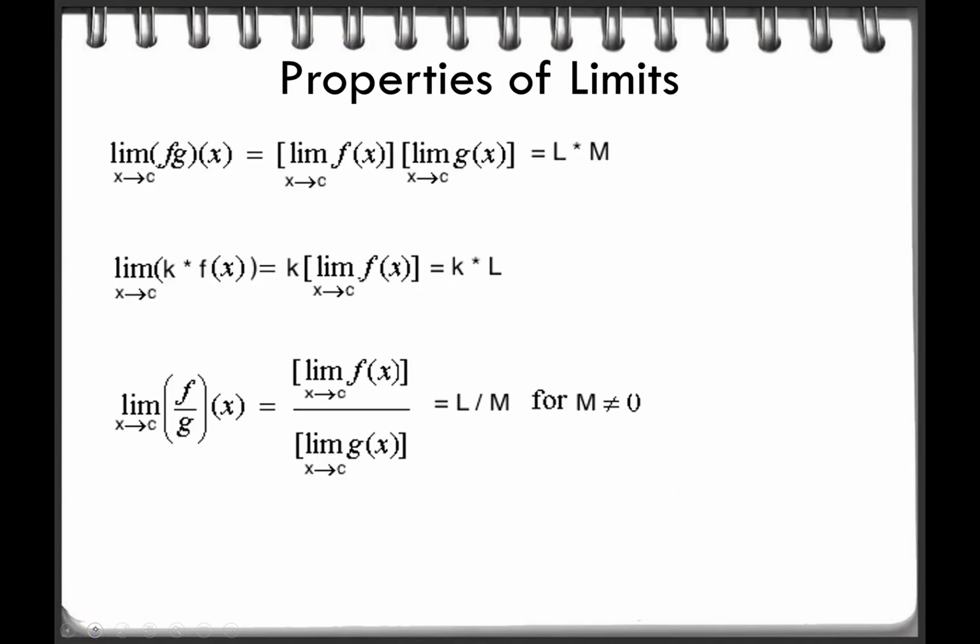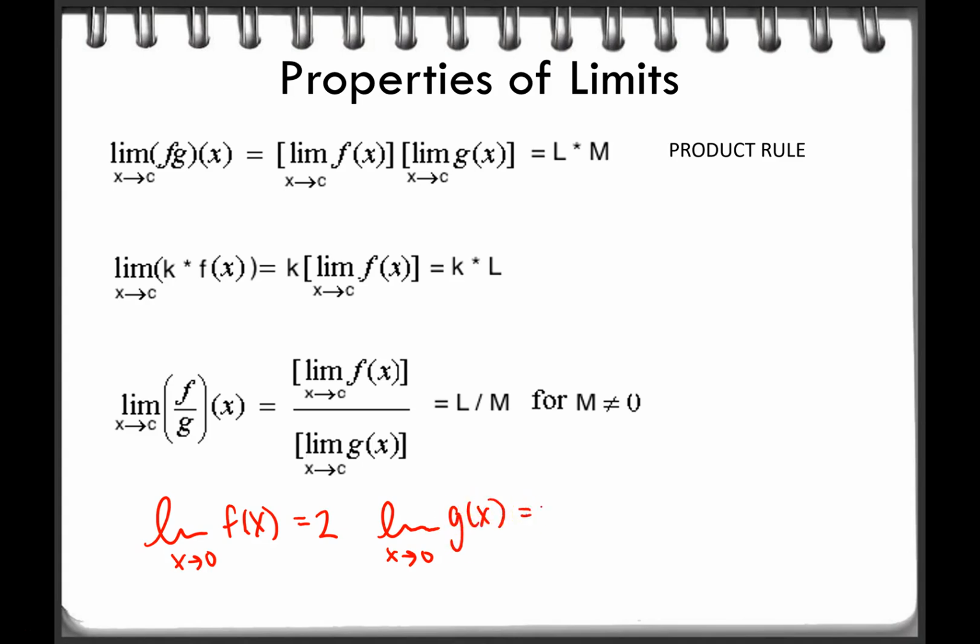All right, let's do the next problem here. So here we've got the product rule, which is basically saying if you have two limits, you're just going to multiply them if you're multiplying the two limits together. So for example, let's say the limit as x approaches 0 of f of x equals 2, and the limit as x approaches 0 of g of x equals 3.